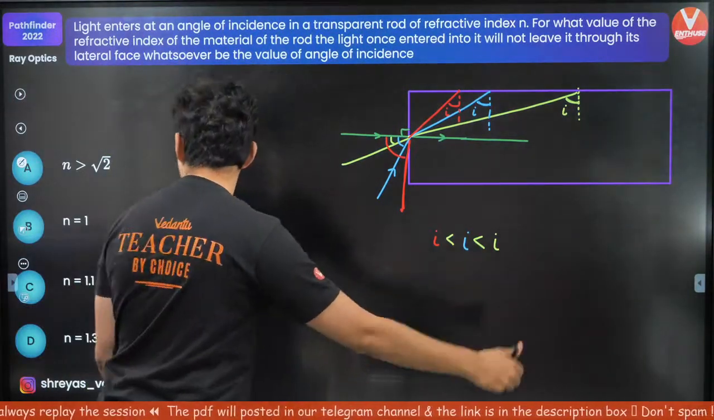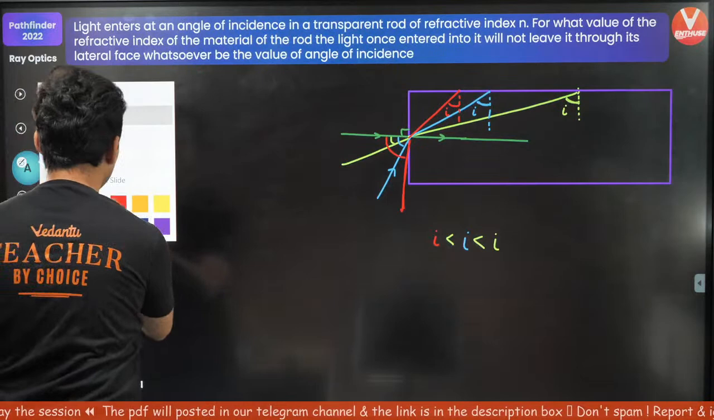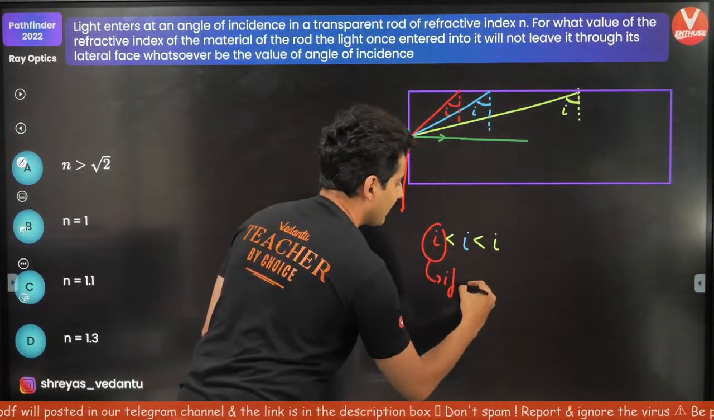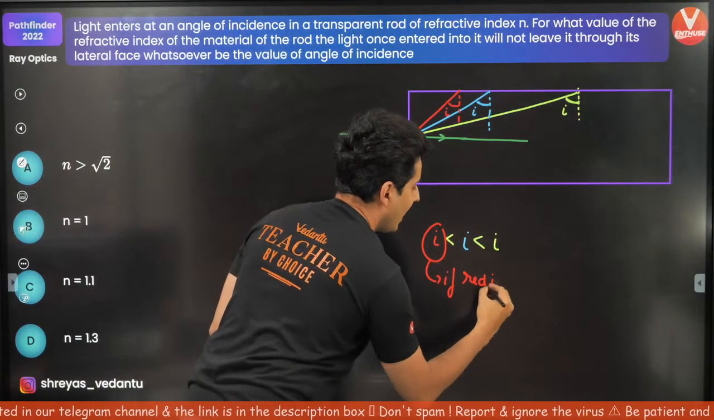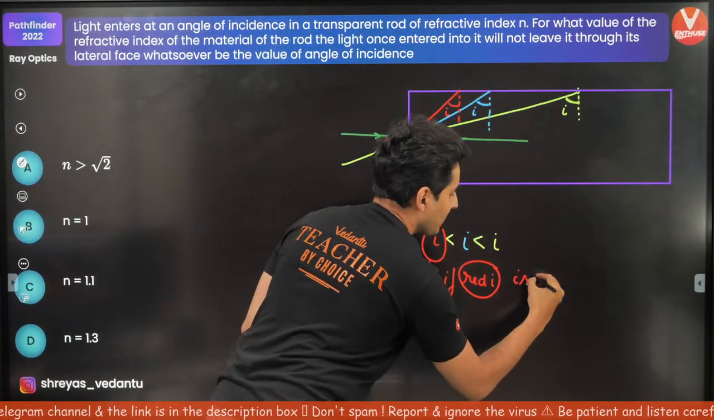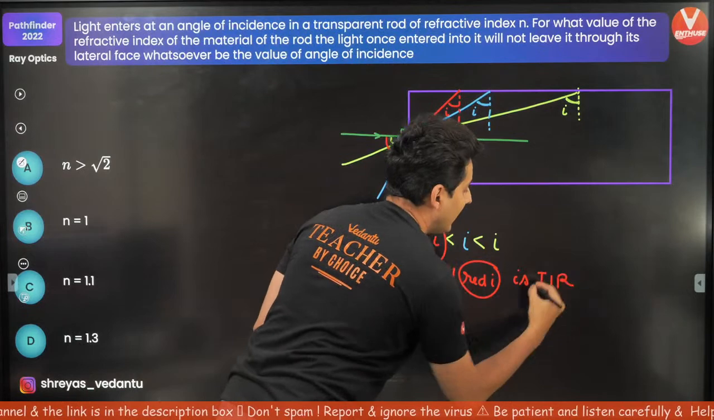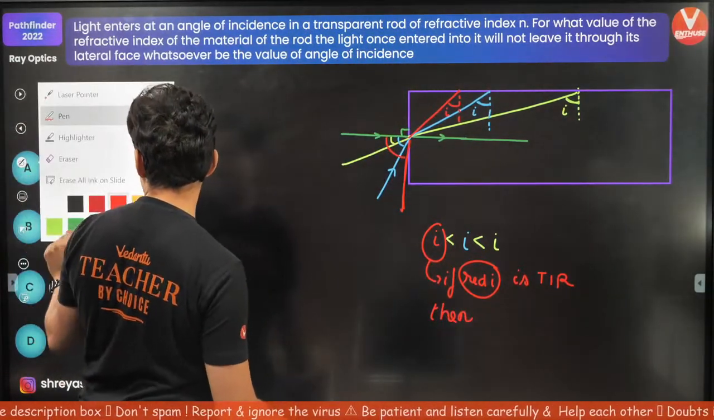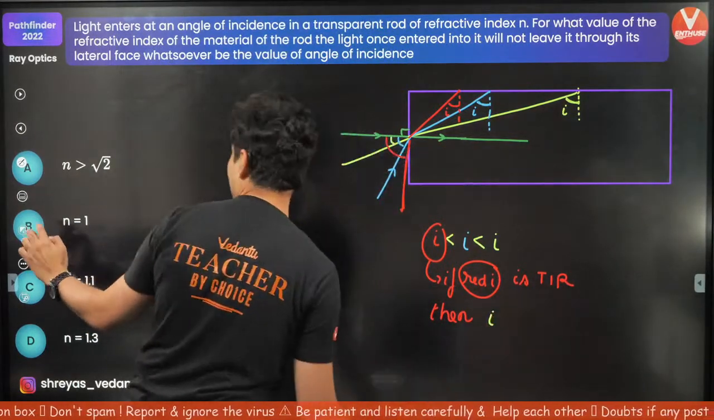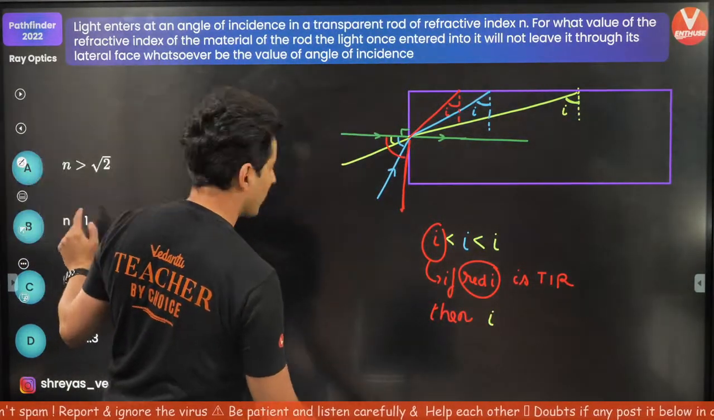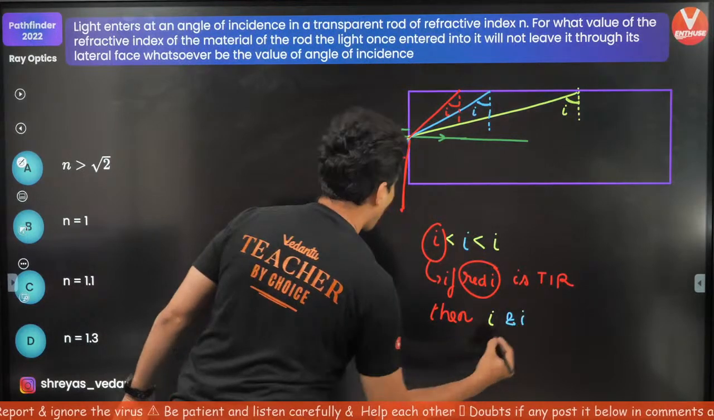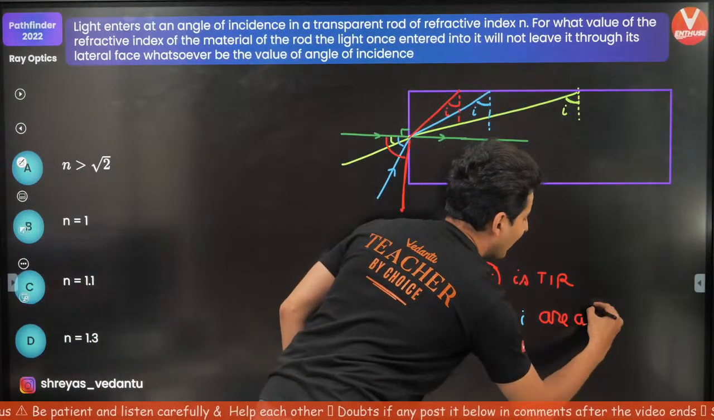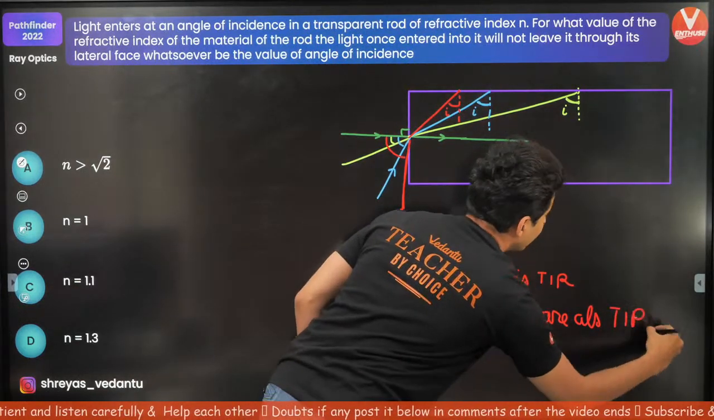Understood, my warriors? Hence, I can say, if the red ray is totally internally reflected, then I can say the other rays are also totally internally reflected.